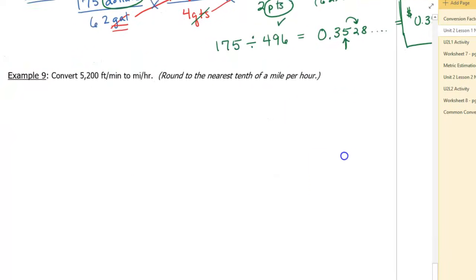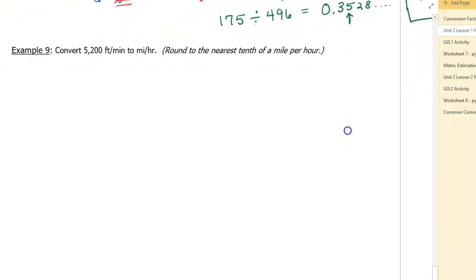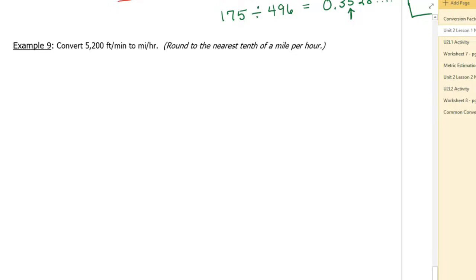Let's move on to example 8. I'm sorry, that was example 8. Let's move on to example 9. So in this problem, we're asked to convert 5,200 feet per minute, and we want to convert the units to miles per hour. So let's write these as fractions. 5,200 feet over 1 minute. And we're asked to convert these, and I'm going to put this over here, to miles per hour.